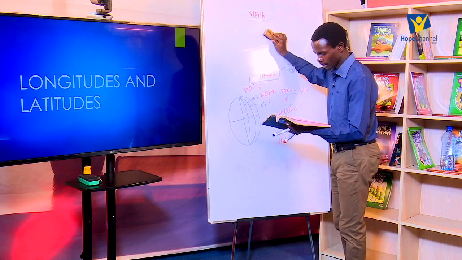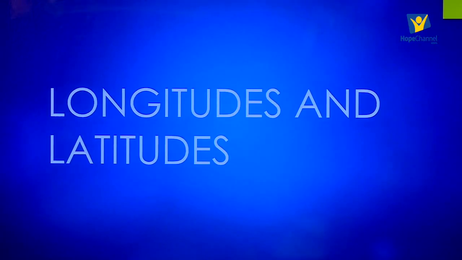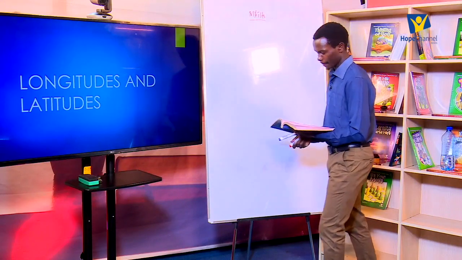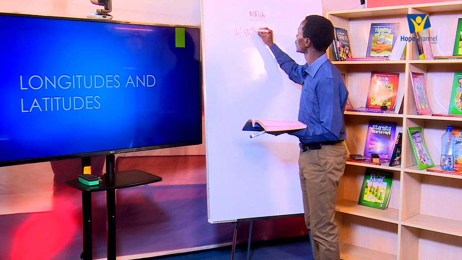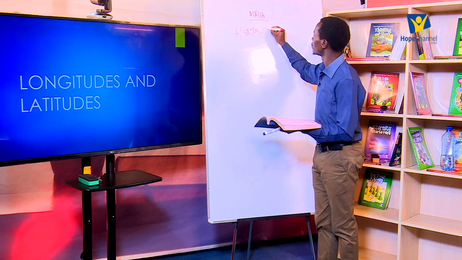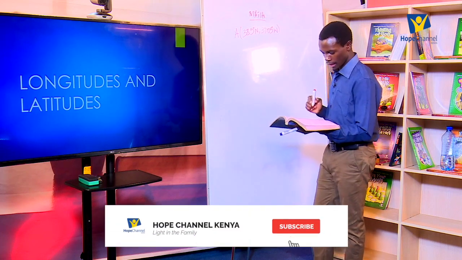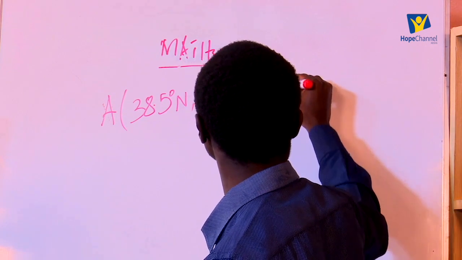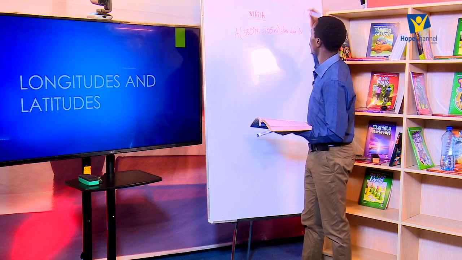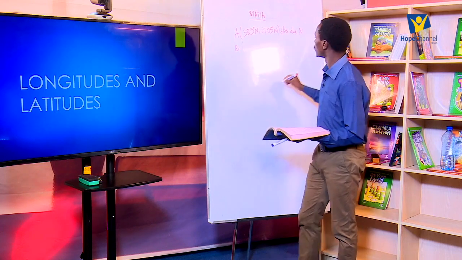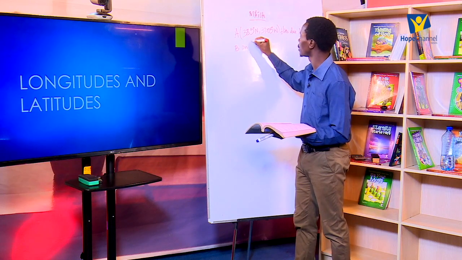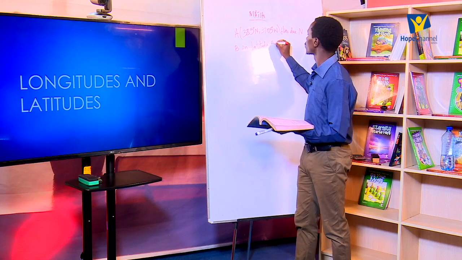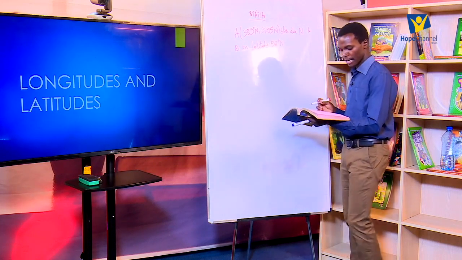So as I read now, the question says a plane leaves an airport A. So it is A, that is at 38.5 degrees north and 37.05 degrees west, and flies due north to a point B, that is on a latitude 52 degrees north. Find the distance covered by the plane.